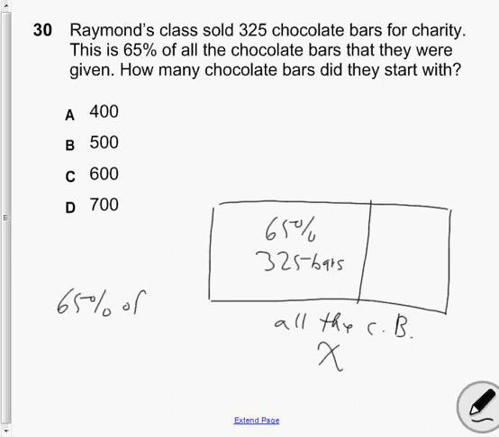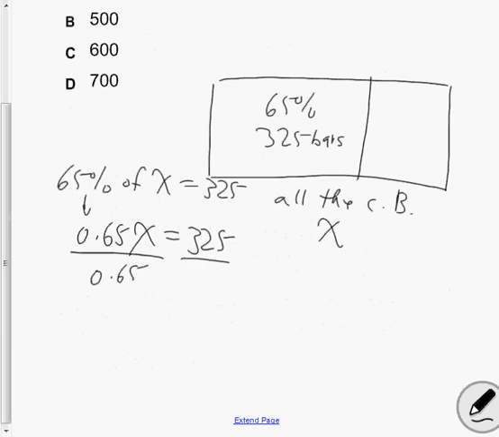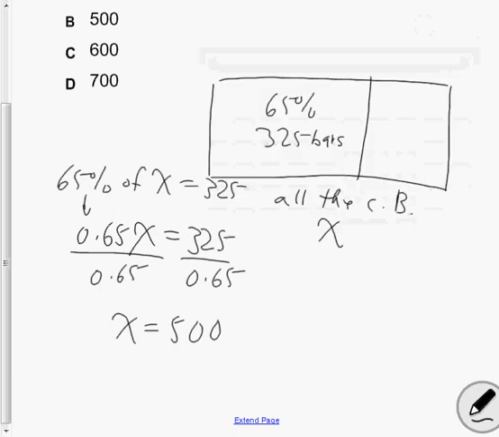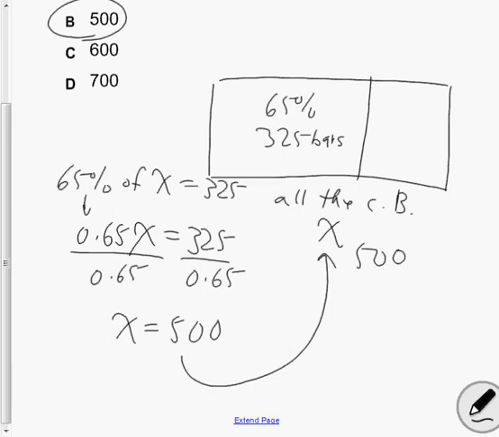So 65% of an unknown number ended up being 325. 65% of all the chocolate bars, we're going to call it the variable X, was 325 bars. So 65% as a decimal is this, and when I say of X, I really mean multiplied by X, which really is a coefficient, equals 325. Now I can isolate X by dividing by 0.65. If I take the 325 bars divided by 0.65, it will tell me X equals 500. Going back to my original drawing, 65% of 500 should be 325, which is true. So the answer is B, 500.